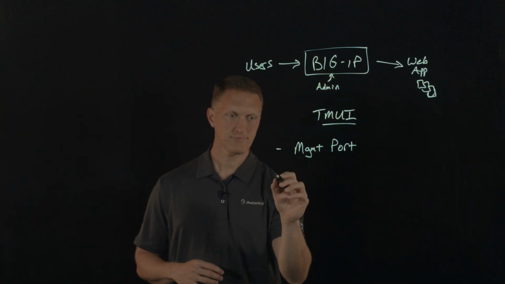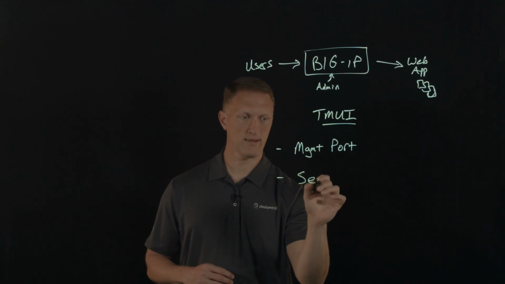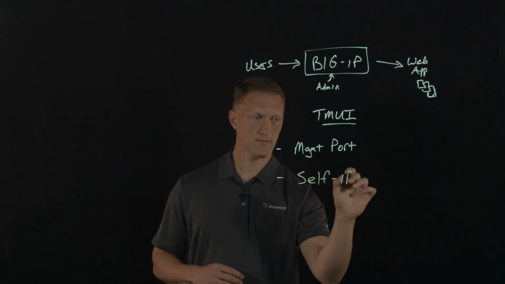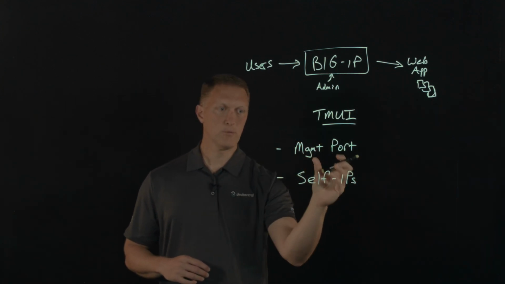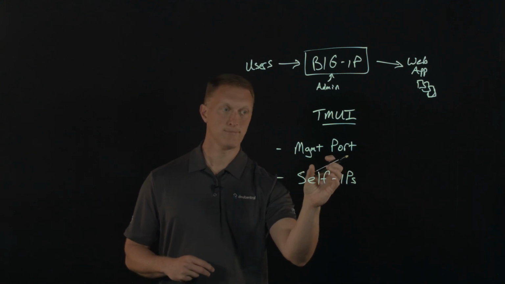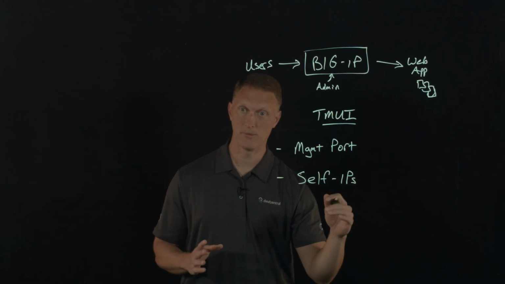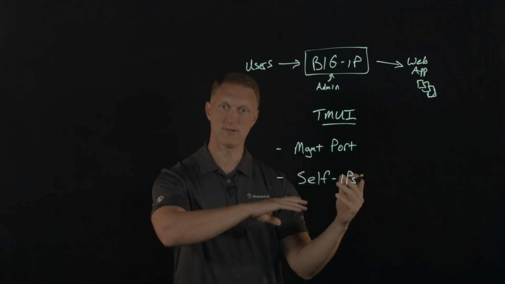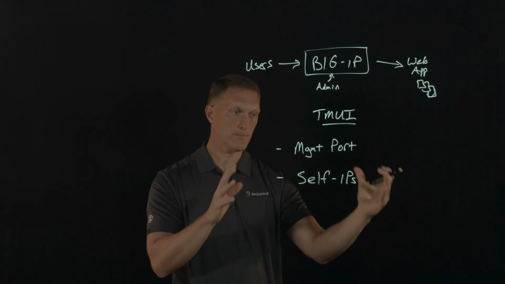And then the next thing I'll mention is self IPs. If you have opened up ports that allow access into self IPs that are tied to the configuration utility, you need to block access to that. So block access to the configuration utility by locking down the ports of your self IPs. And there's a couple of different ways to do that.